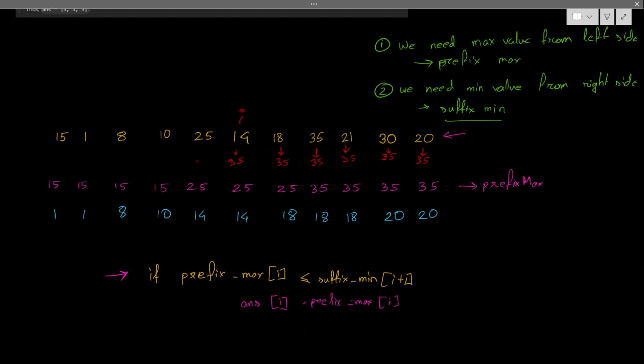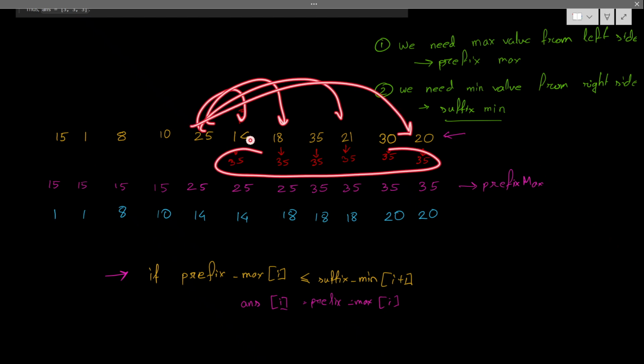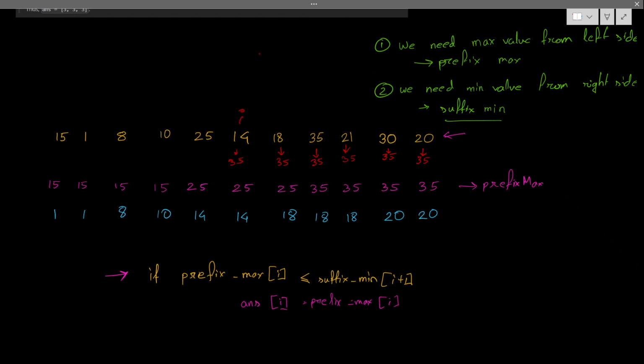From 25, where can I go? I can see the maximum is 25, so I cannot go to any place on my left. I can go here and directly again to 14. I can check 14, 18, 21, 30, 20. For every case, the answer is 35. Surprisingly, this is my I plus 1. So for 25 also, I am taking 35.